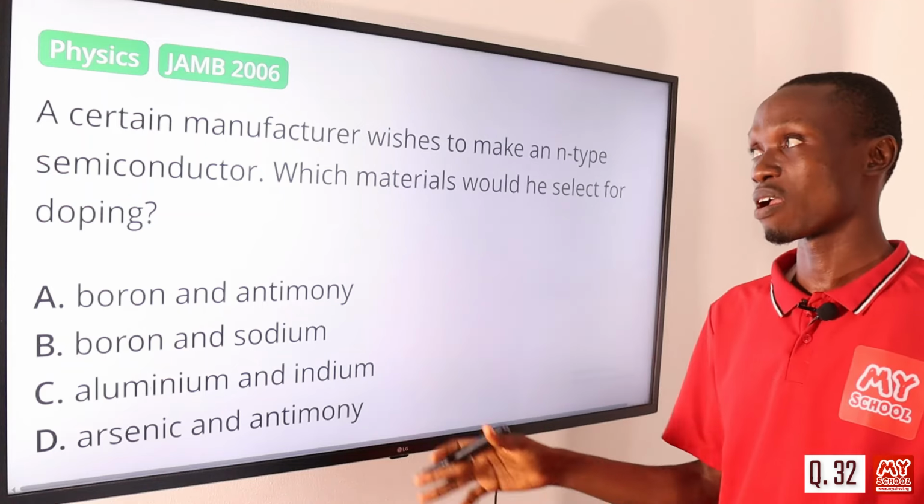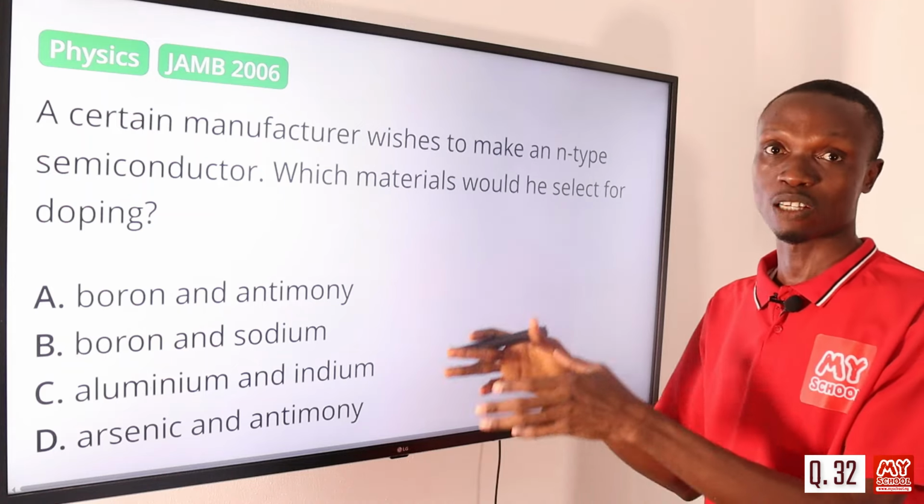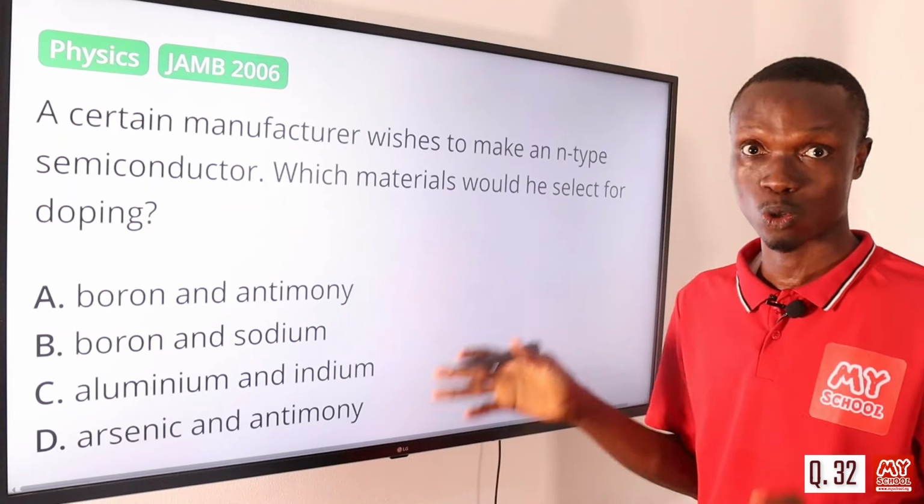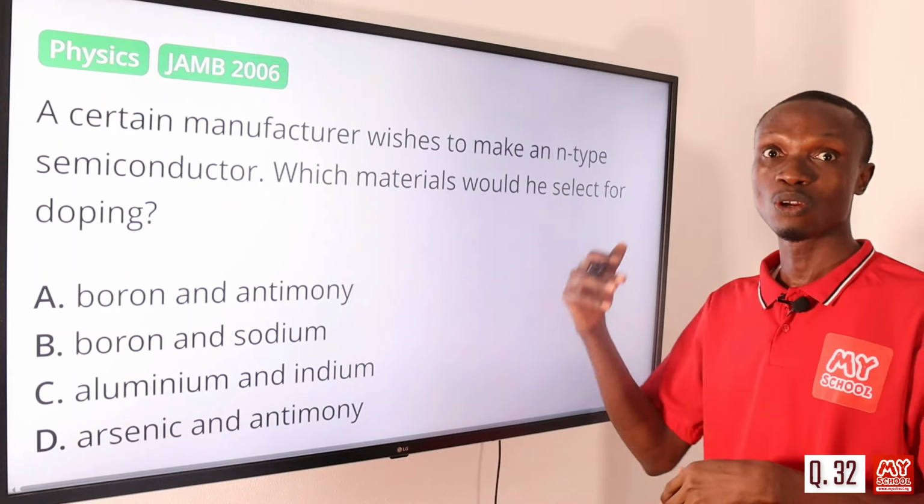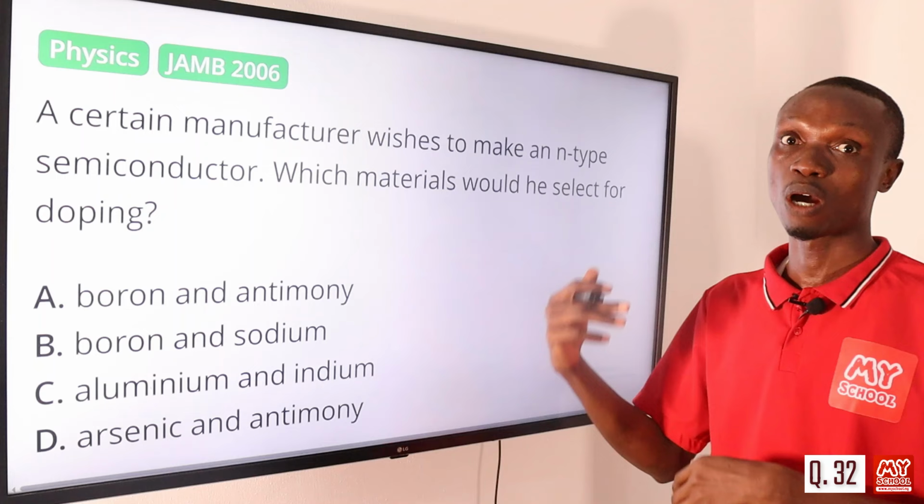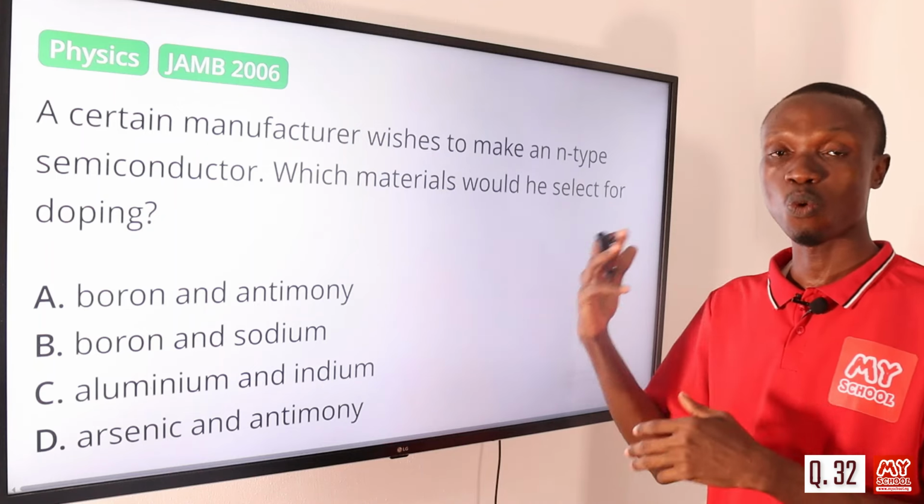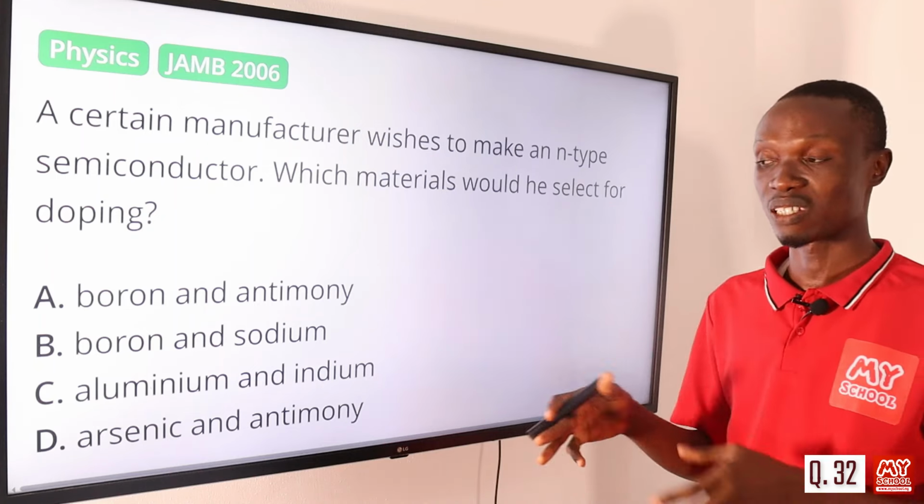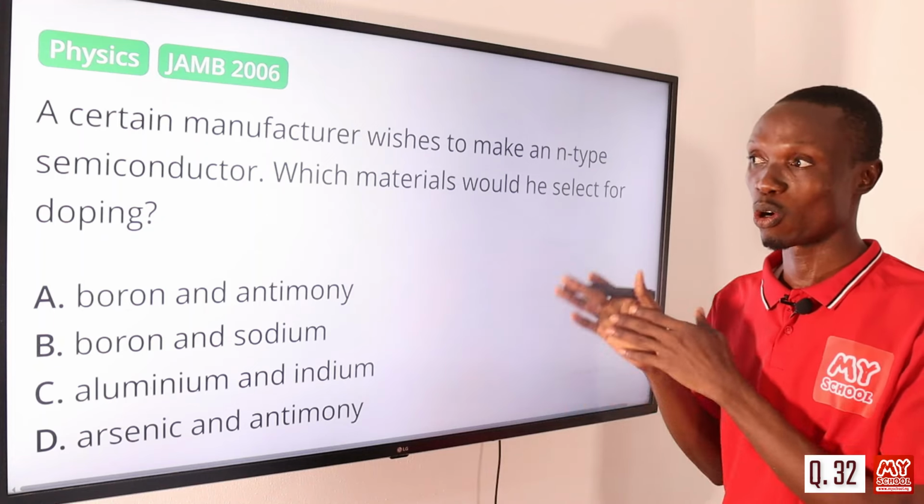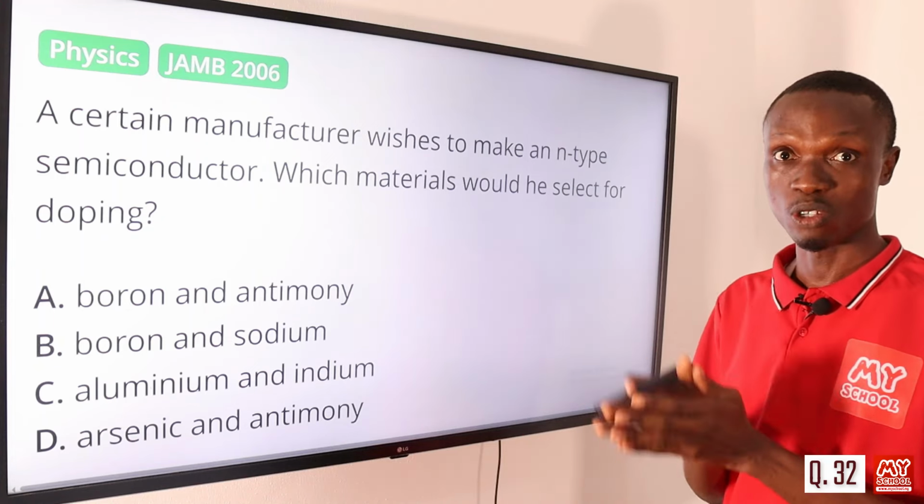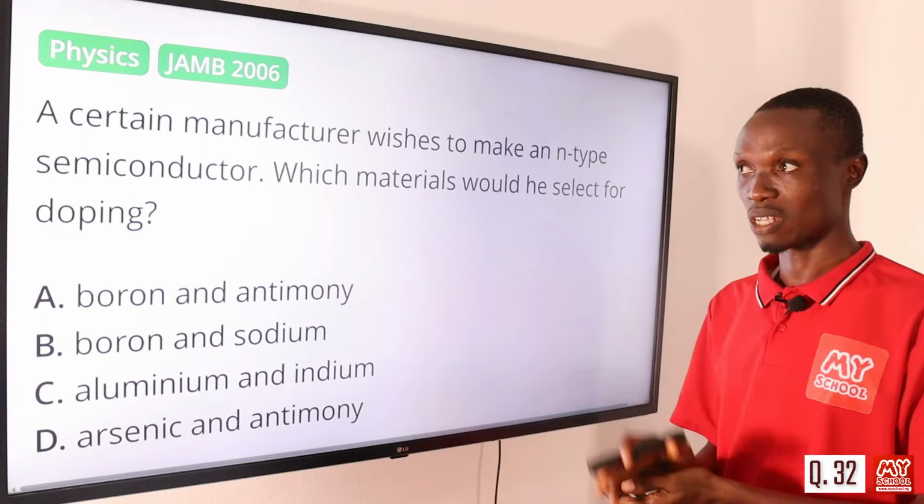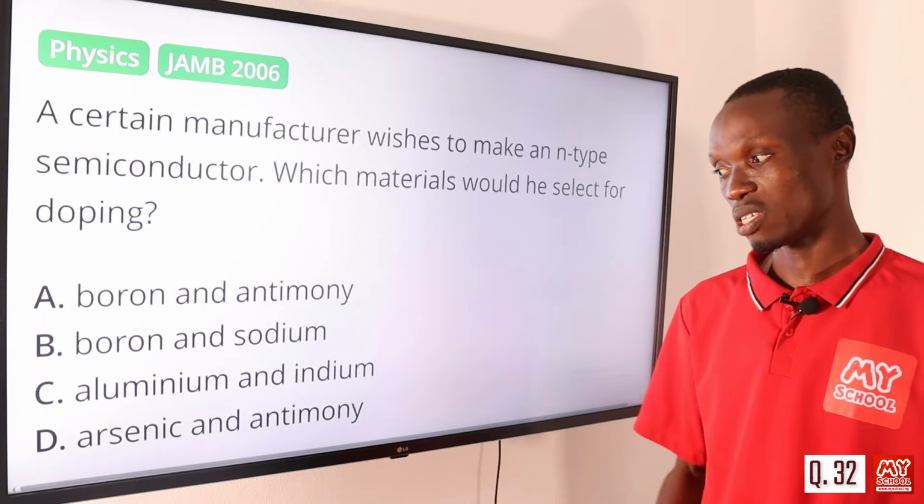So when these materials are used to dope a semiconductor material, you are going to be having 1 electron left, or you are going to be having more electrons. And this 1 extra electron will serve as the charge carrier in that semiconductor material, which will result in the N-type semiconductor. So that makes option D the correct answer to this question.